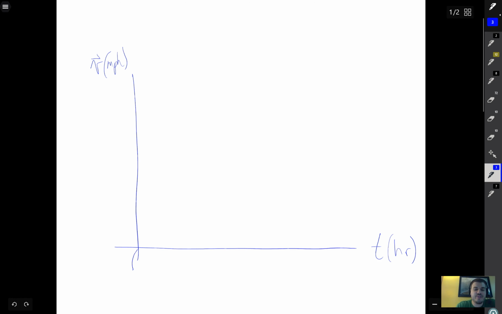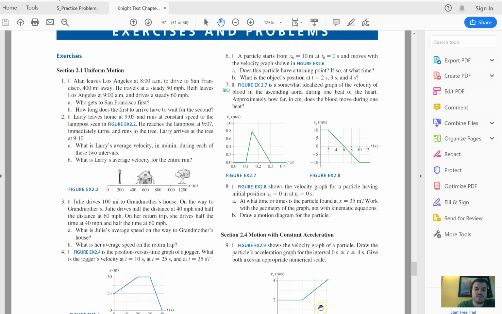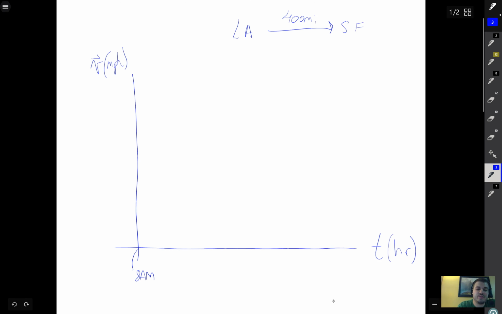Say that this time of 0 is at 8 a.m. And we're told this person's moving from LA to San Francisco, which I believe was 400 miles away. And we were told the speed was 50 miles an hour, but let's just check and make sure. So 400 miles away, 50 miles per hour at a steady rate. So first I'll just mark a point. Let's say this is 50 miles per hour. And that's a steady rate for those 400 miles.